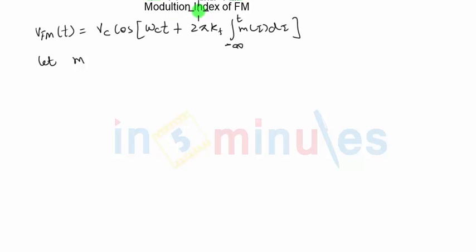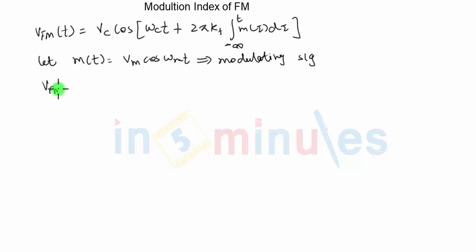To define the modulation index for a single sinusoidal signal, we take m of t as Vm cos omega mt. So this is my modulating signal. My FM equation will now become Vc cos of omega ct plus 2 pi kf, where kf is a constant. Kf is called the frequency sensitivity of FM. Let us integrate the modulating signal.